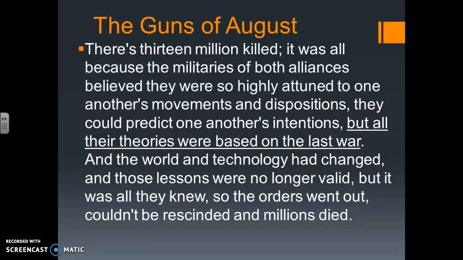You can pause it and read through it, but this is why the war killed so many men. 13 million people died because most of the militaries thought they were so attuned to the other's actions, but by the time they realized they were using their enemy's actions from the last war, and that it was wrong, it was too late and millions had already died. By the time they figure it out, there's a great loss of life, and it's appalling how many people lose their lives. I believe the British on one given day lose about 20,000 men. So it is a massive amount of loss of life.